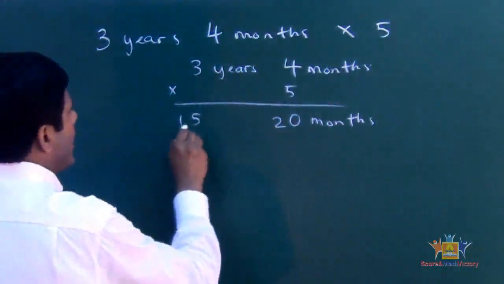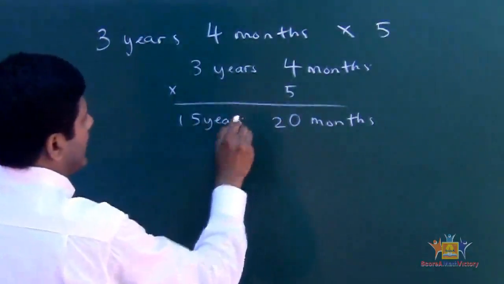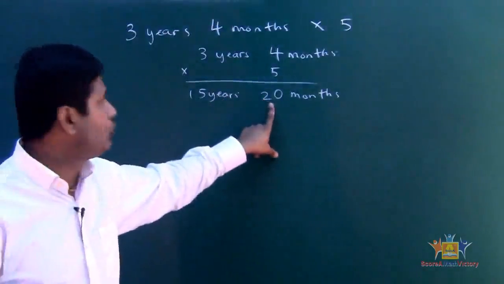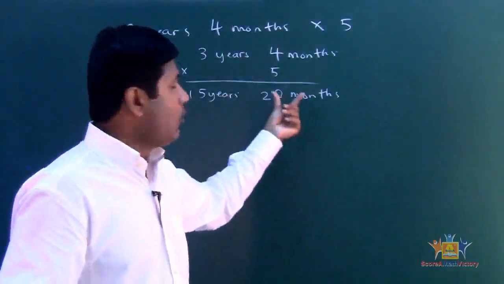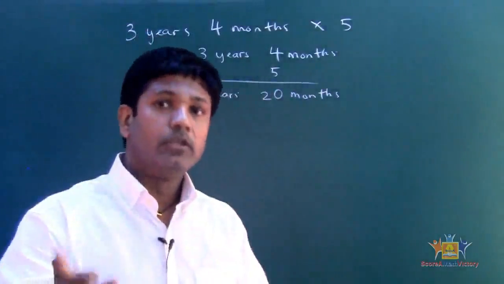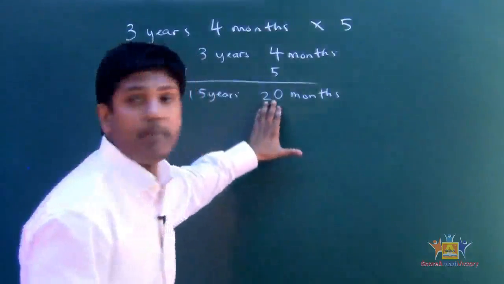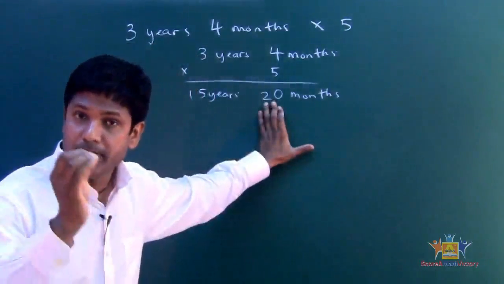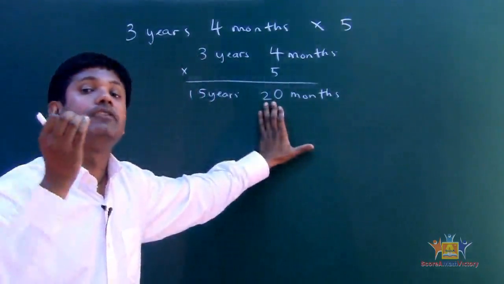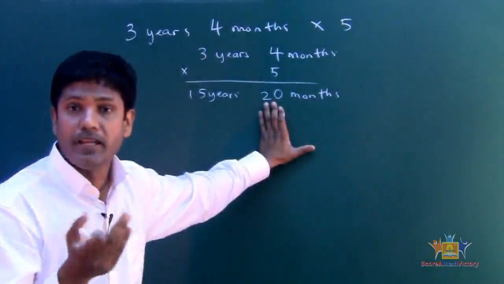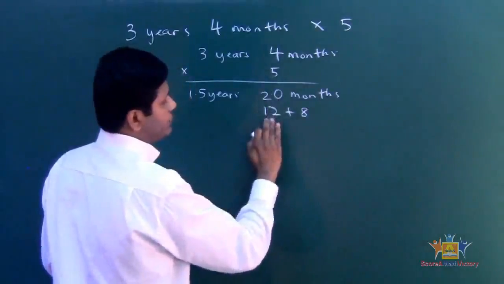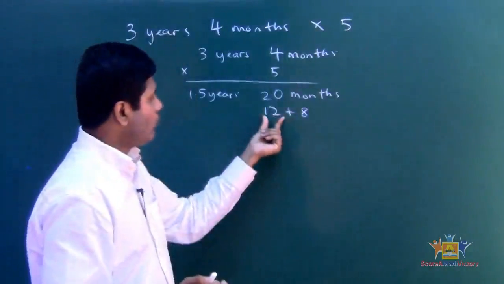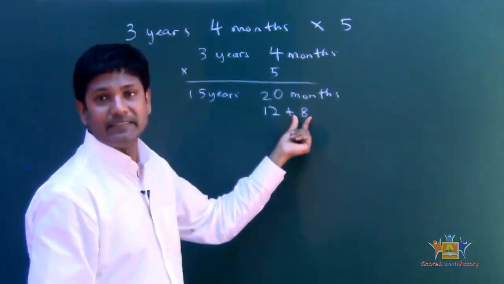Okay, so now once you multiply everything out, now we're going to convert that 20 months into years. Because why? Because we know that 1 year equals to how many months? 12 months. This is already past that 12. See that? That means I can convert the 12 out of that 20 into 1 year. Because 20 minus 12 is 8. See that? That's 1 year. And the balance is 8 months.